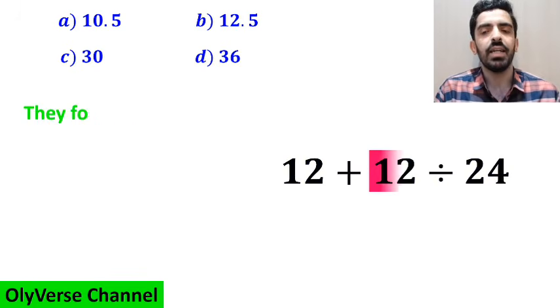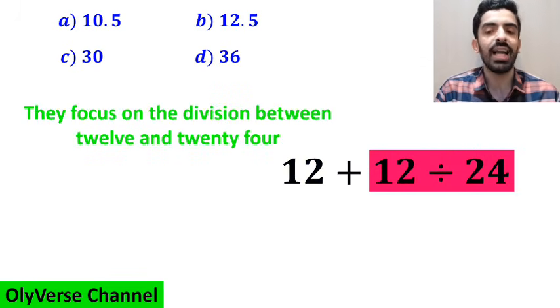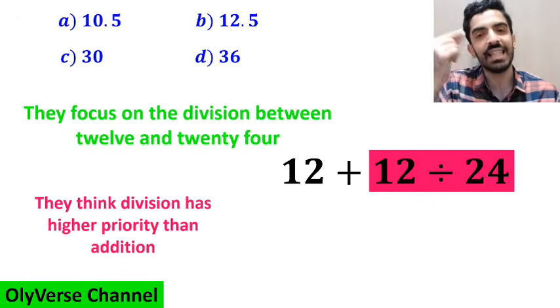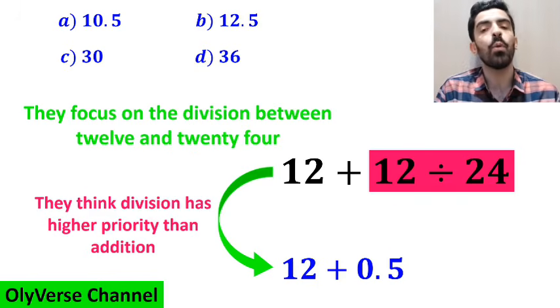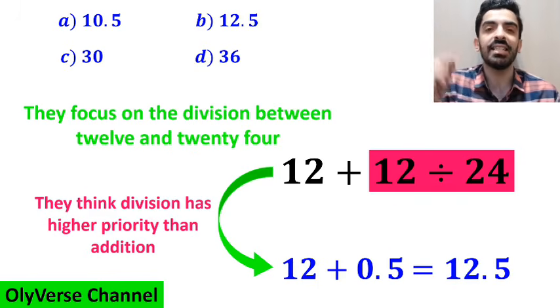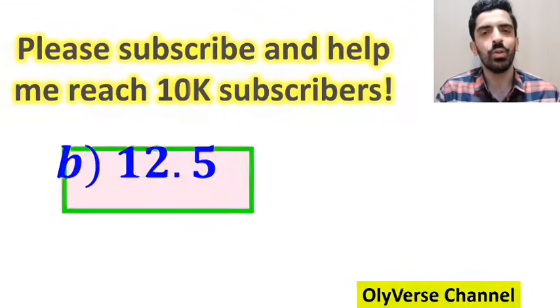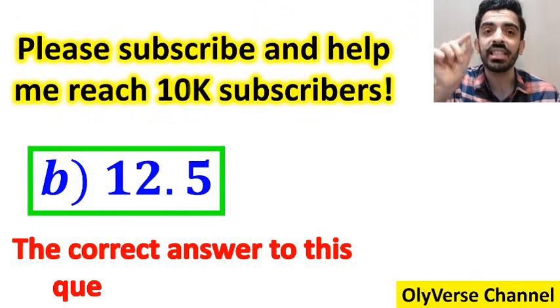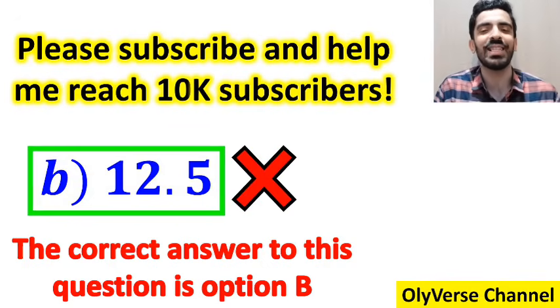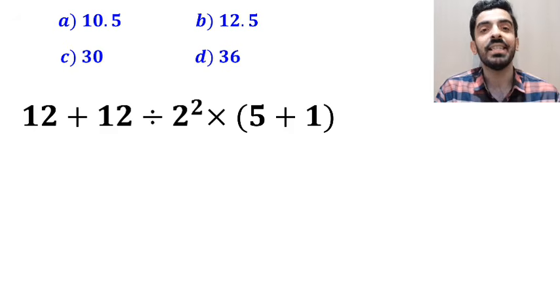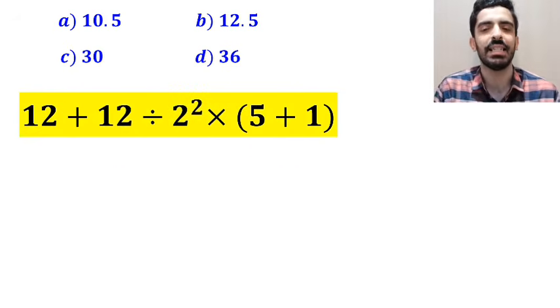And the final step, they focus on the division between 12 and 24 because they think division has higher priority than addition. And they replace this expression with 12 plus 0.5, which finally gives them the answer 12.5. And immediately, they conclude that the correct answer to this question is option B. However, it's not the correct answer to this question. Alright, now let's go step by step together and show you how to solve this expression properly.